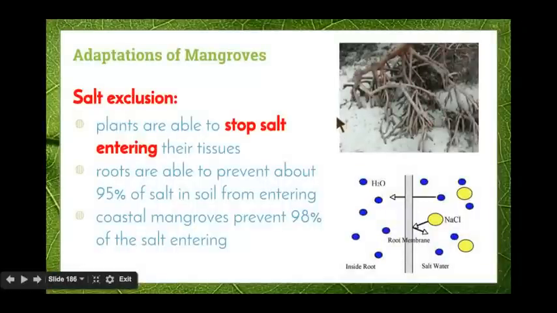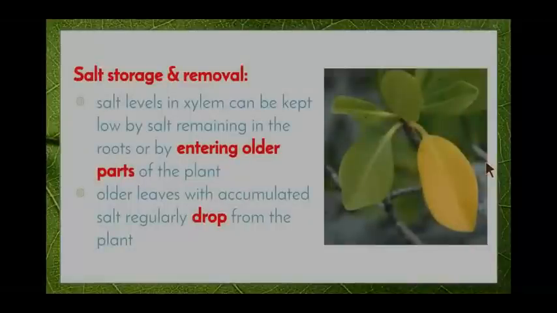So some adaptations of mangroves. The first one is salt exclusion. So as we can see here, the membrane in the root of the mangroves can stop the salt from entering their tissues. So the roots are able to prevent about 95% of the salt in the soil from entering, and that salt then crystallizes on the soil, and it almost looks a bit like snow in this picture here, but that's salt crystals that have dried. So coastal mangroves are able to prevent 98% of the salt entering, simply because they've adapted to dealing with much greater salt levels.